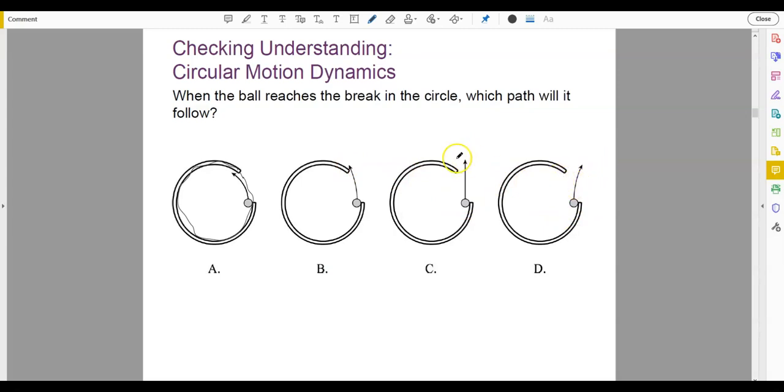So based on what you learned from the last slide, what direction do you think this ball will move when it gets to this point right here, when it's going around the inside of this tube? So go ahead and pause the video and think about it. Okay, well, at any point in time, this ball, and I should put the ball on the inside of the tube, is going to be moving at a tangent to the circle. And that's its tangential or linear velocity, right?